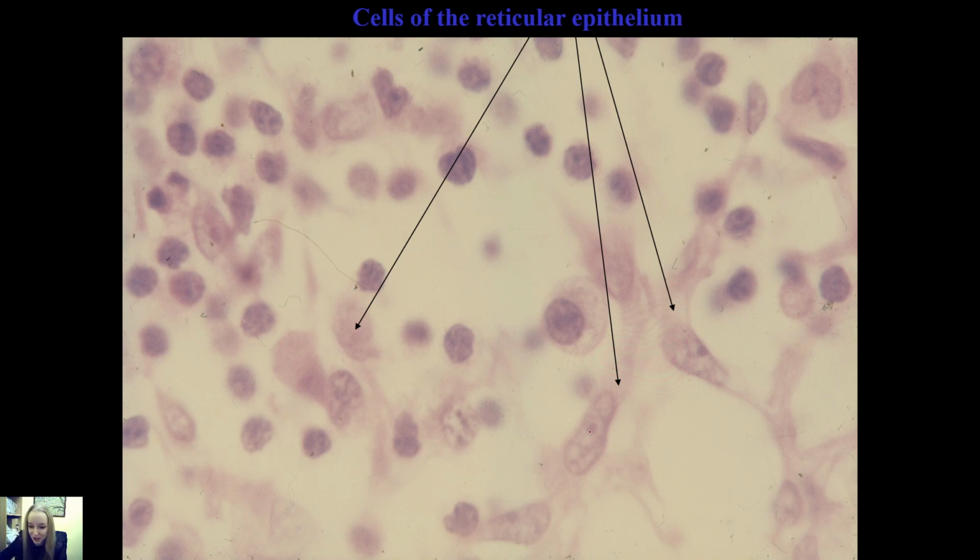So in this picture we can see nice cells of reticular epithelium. They are very light, they are very active, they are producing everything around, the supporting structure, and they are connected with these processes here.